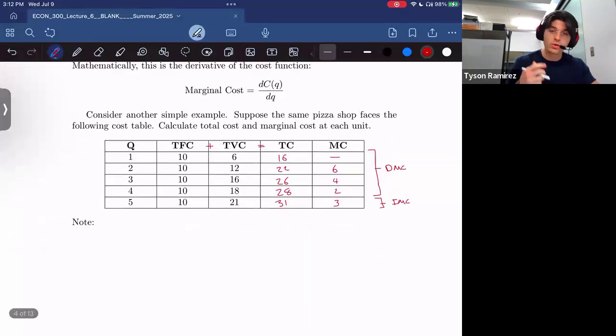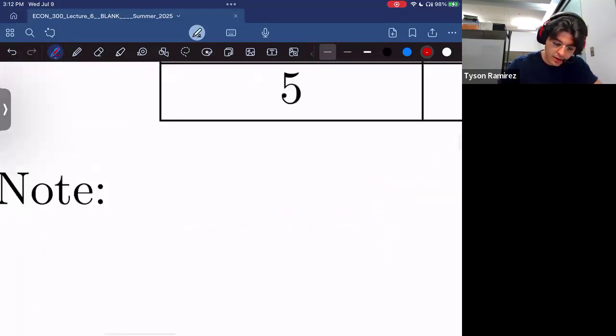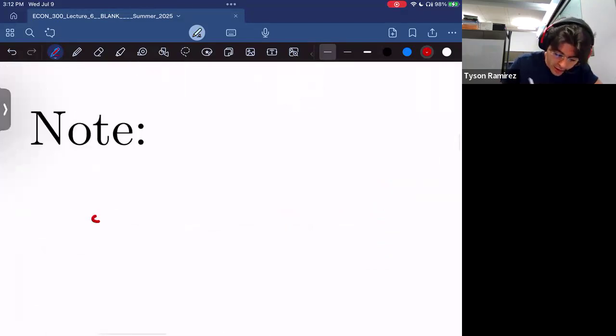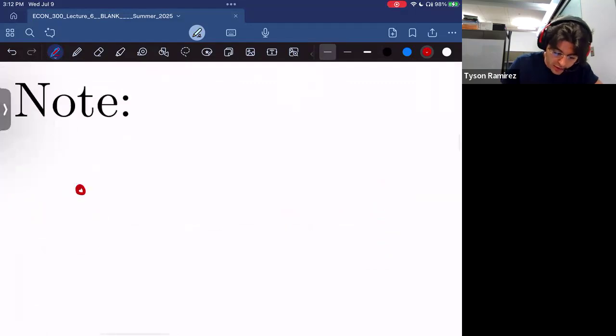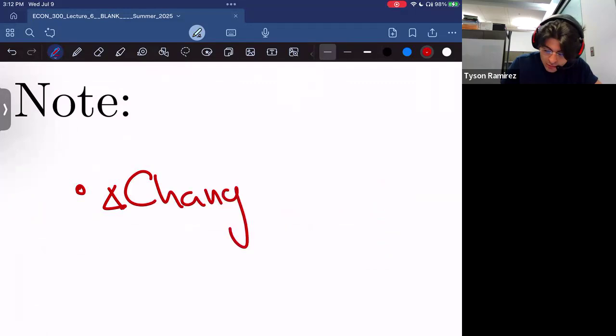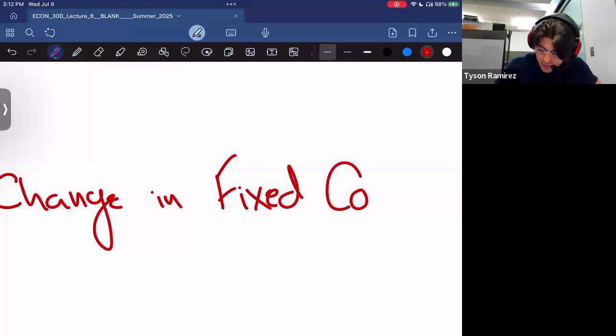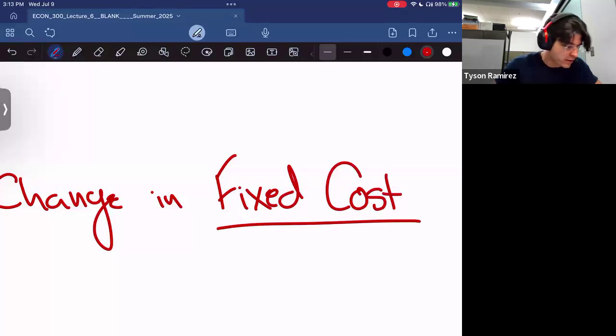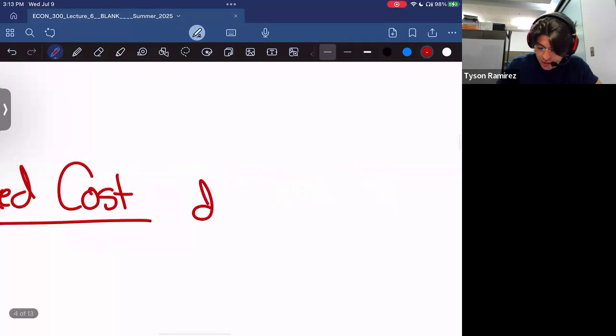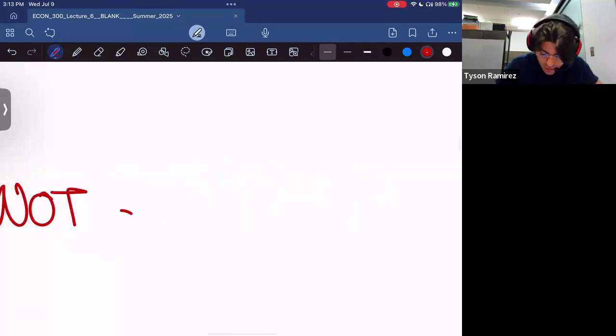So what should we take note of? Well, first, what I pointed out a minute or two ago: a change in fixed costs does not affect marginal cost.